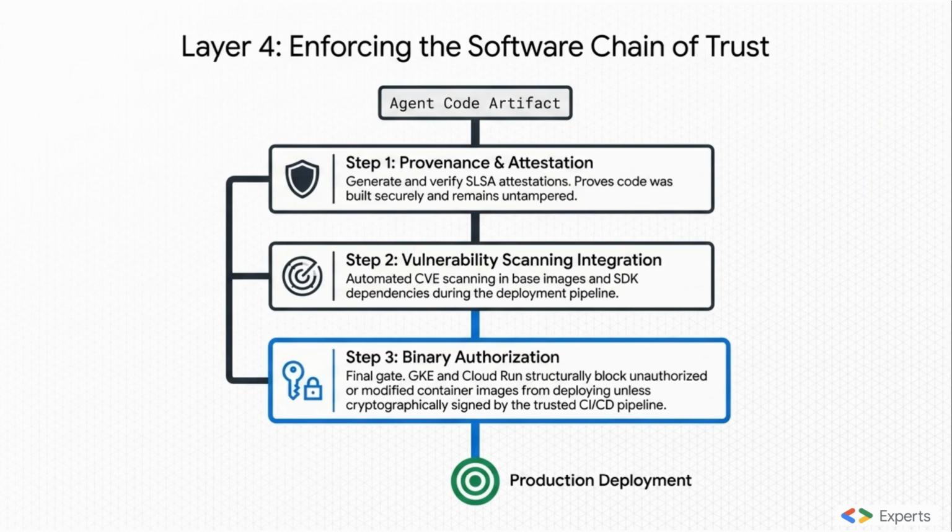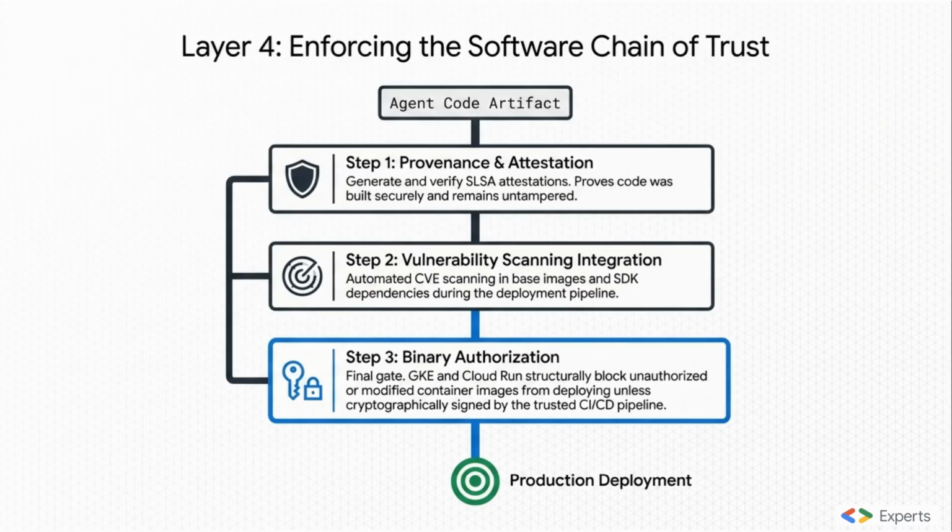Security starts long before deployment. Every AI agent should pass through a secure software supply chain. Begin with provenance and artifact attestation. Ensure every container image is cryptographically verifiable, and then perform automated vulnerability scanning across dependencies, base images, and SDKs.